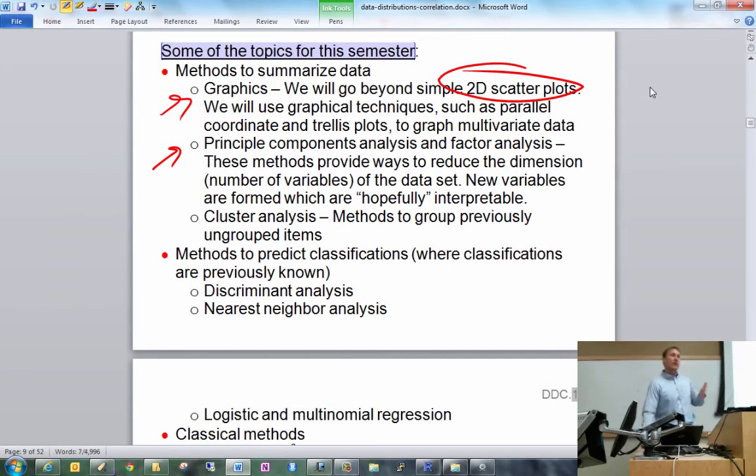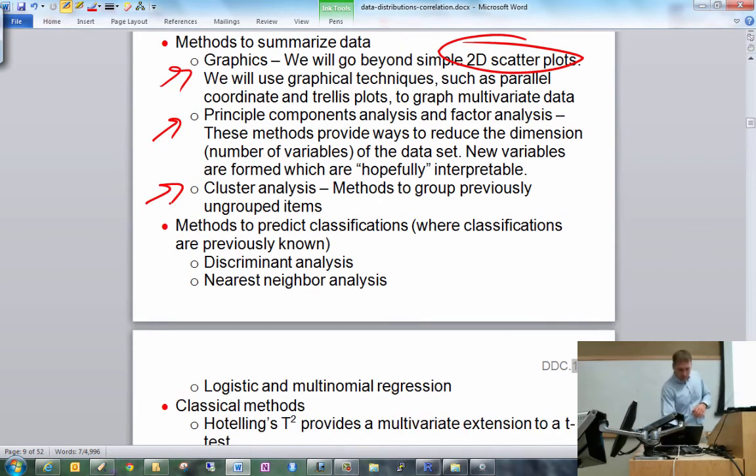Factor analysis does something very similar, but not quite in the same way. And then we'll also be talking about cluster analysis, where you have a multivariate data set, imagine the goblet data set, and we're going to try to find natural groupings of the data. That's what cluster analysis allows us to do. Often that's part of the same purpose of principal component analysis and factor analysis too, to try to find natural groupings of data.